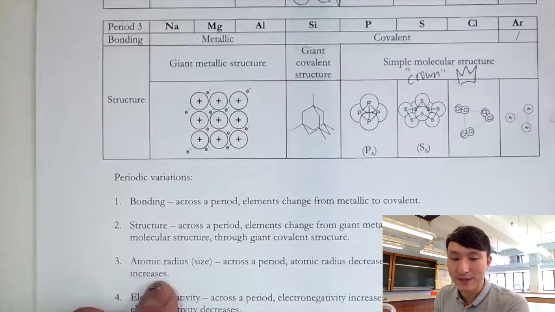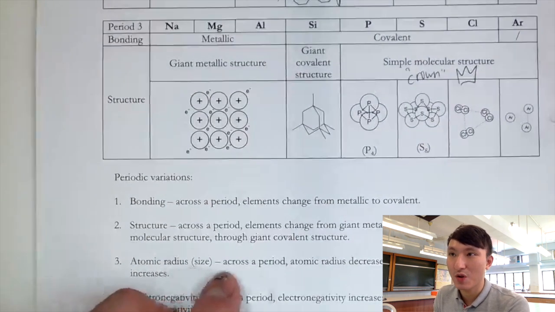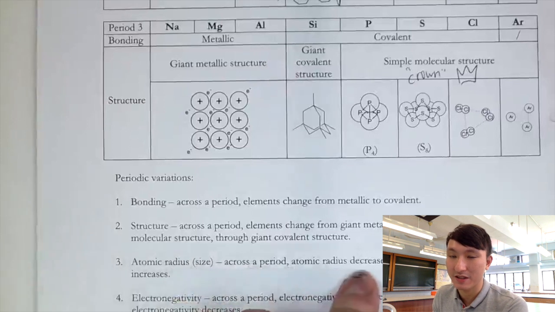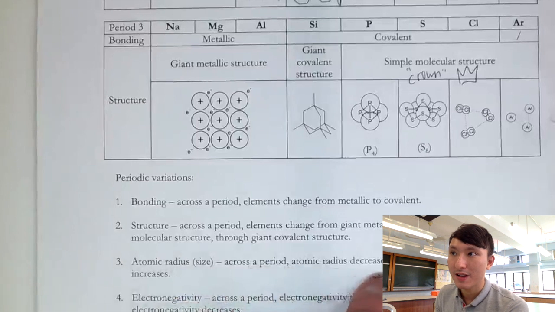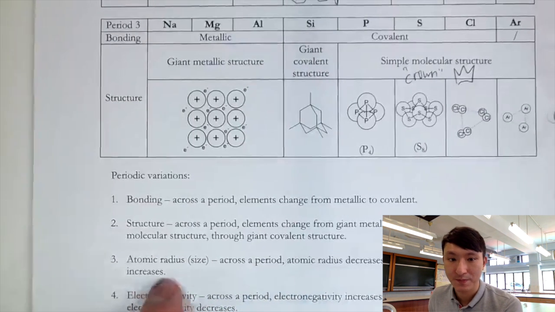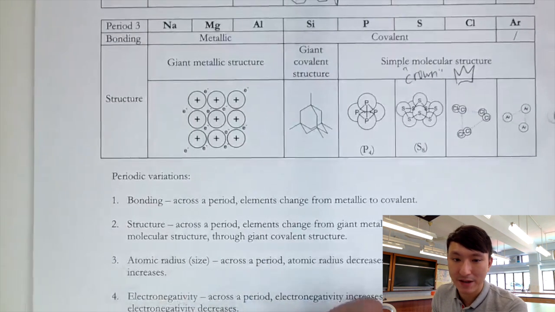Atomic radius, basically the size. So across a period, the atomic radius decreases. Going from left to right, the atom gets smaller. Down a group, the atom gets bigger. It's easy to understand because they simply have one more occupied electron shell. With more shells, your atom becomes bigger.